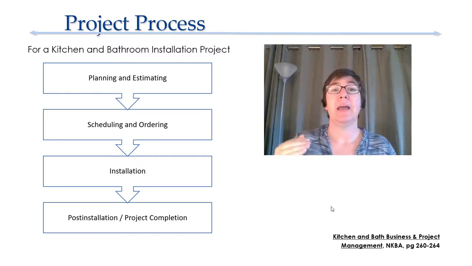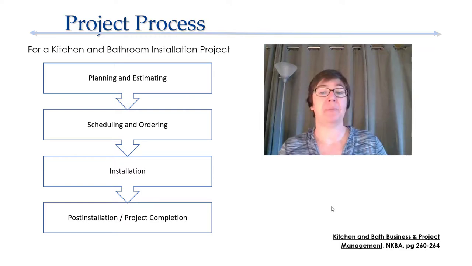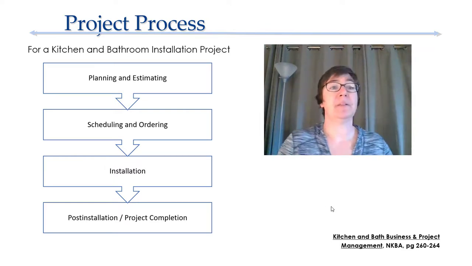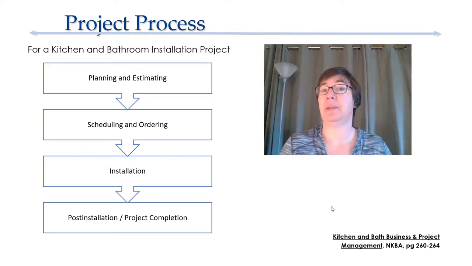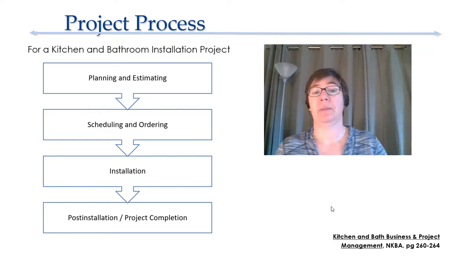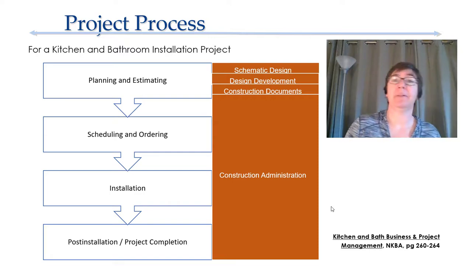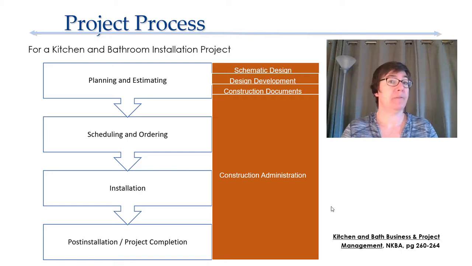Okay. And for this kind of project, your Kitchen and Bath Business and Project Management course says that the project processes are planning and estimating, scheduling and ordering, installation, and post-installation. I like to call it project completion. How do these map to the previous system that we saw before, those AIA project phases?